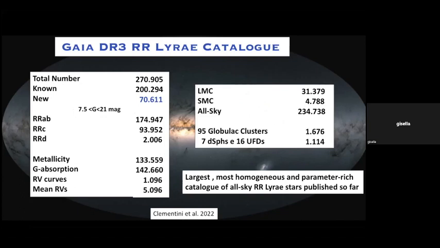Same numbers for RR Lyrae. We have 270,000 RR Lyrae of different types, and about a quarter of them are new discoveries. Different types: first overtone, fundamental mode, and double mode pulsators. The parameters that we derive are metallicity and absorption, which we derive from the Fourier parameters of the light curve, the radial velocity curve quantities, and where they are distributed.